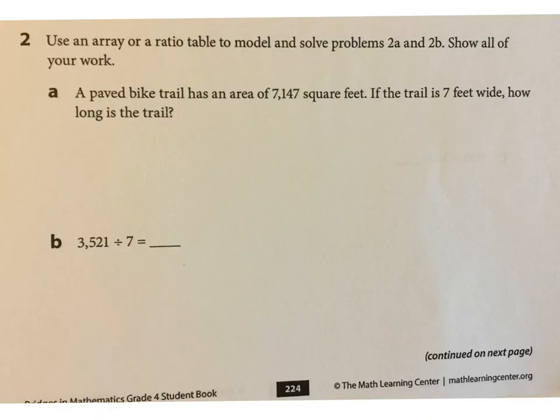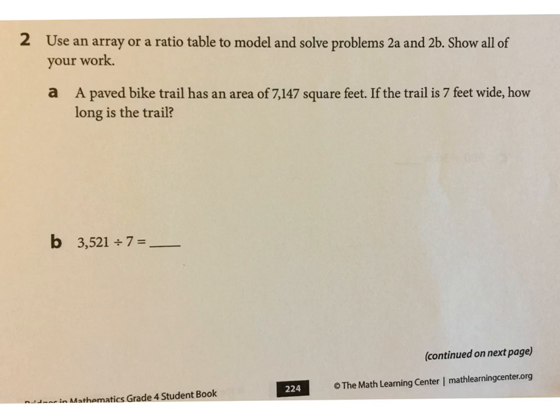Number 2 says use an array or a ratio table to model and solve problems 2A and 2B. Show all of your work. So for A, it says a paved bike trail has an area of 7,147 square feet. If the trail is 7 feet wide, how long is the trail? This is a situation just for demonstration purposes where I'll use an array or an area model.